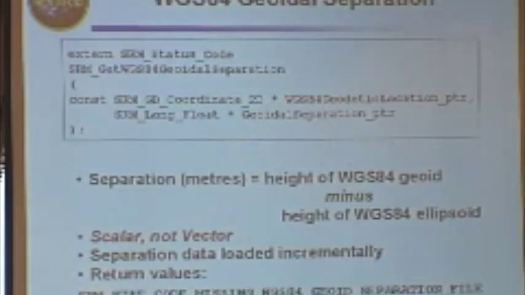Here's how it's implemented in the API. All these functions have their special status codes, which tell you whether it's succeeded or not. And you essentially give it a coordinate in WGS 84, and it'll tell you what the geoidal separation is. And here are some of the status codes. It could say, I couldn't find the file, it has all this information in it, or it was successful.